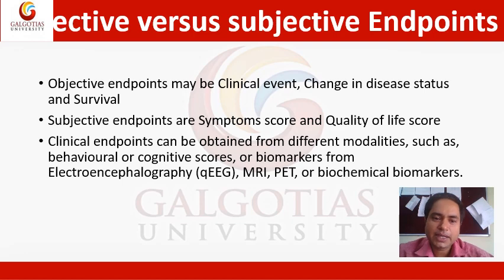Now we will observe the objective versus subjective endpoint. Objective endpoints may be clinical events, changes in disease status and survival. The subjective endpoints are symptom scores and quality of life scores. Clinical endpoints can be obtained from different modalities such as behavior or cognition scores or biomarkers from electroencephalography, MRI, PET or biochemical biomarkers.